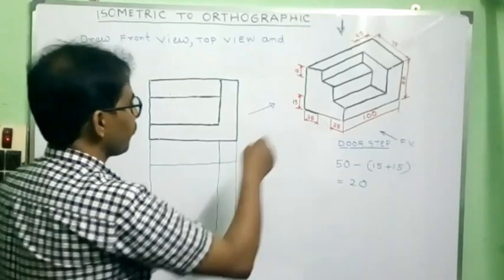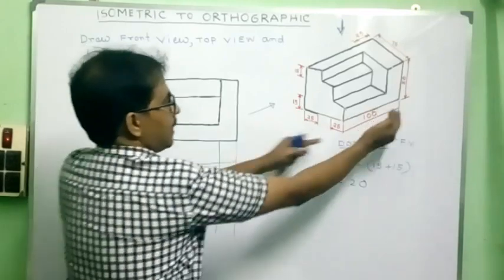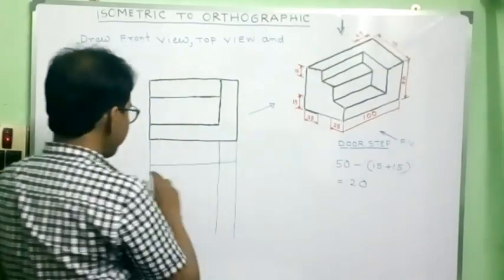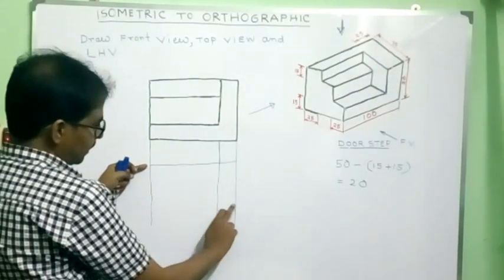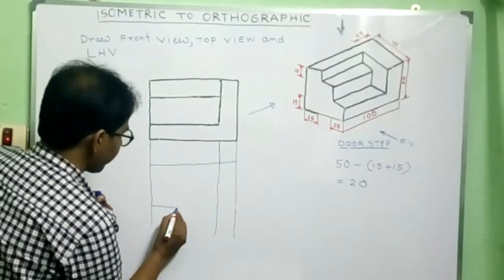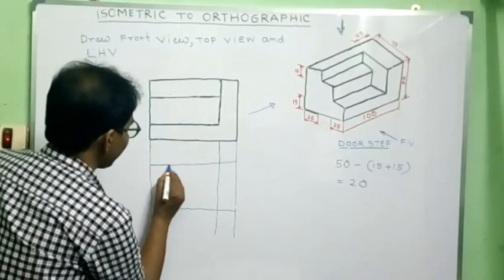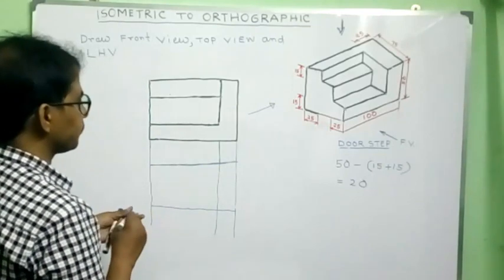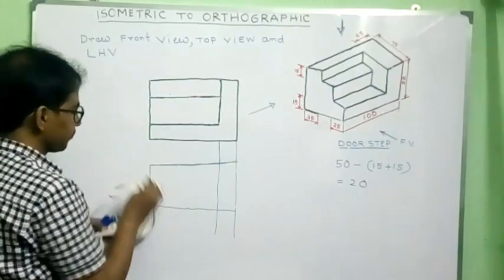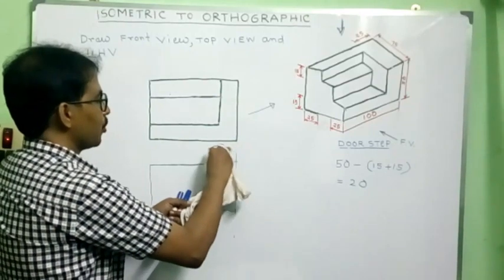Now top view, this height is 100. Now this width is 75. So we draw a parallel line 75. Okay. We erase this portion. This projection line is not necessary.